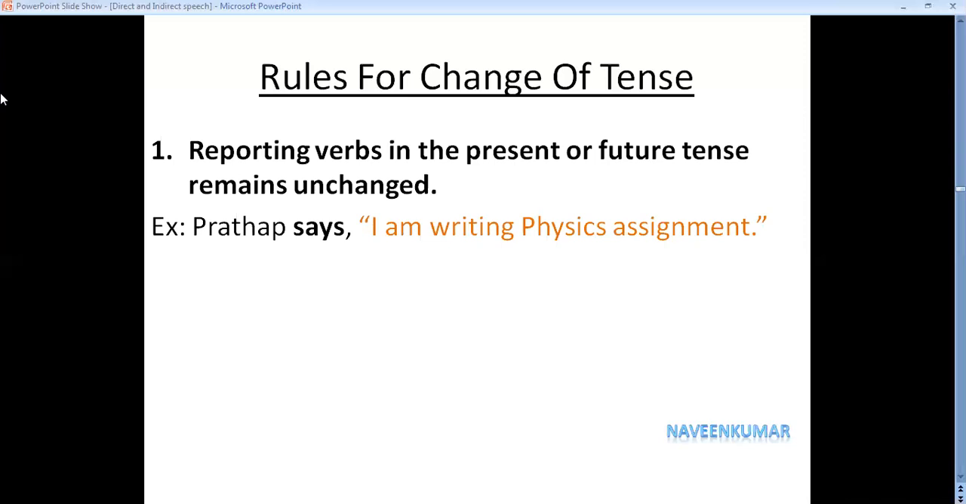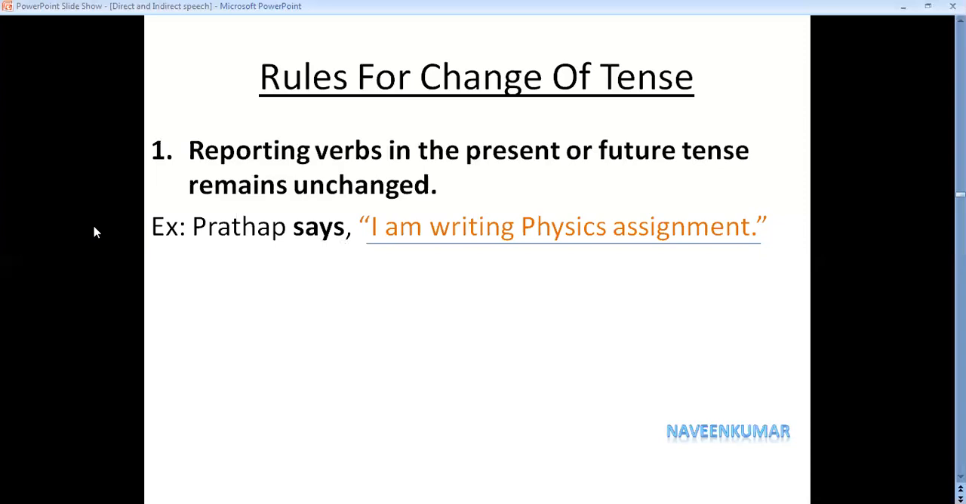So in this example, what is the reporting verb here? "Says," that has been highlighted here. Says is the reporting verb. In which tense is this reporting verb? Present tense. So if the reporting verb is in present tense, then the tense of the direct speech is not to be changed. "I am writing physics assignment" is present continuous. So the tense of this statement cannot be changed in indirect speech. We have to keep it as it is.